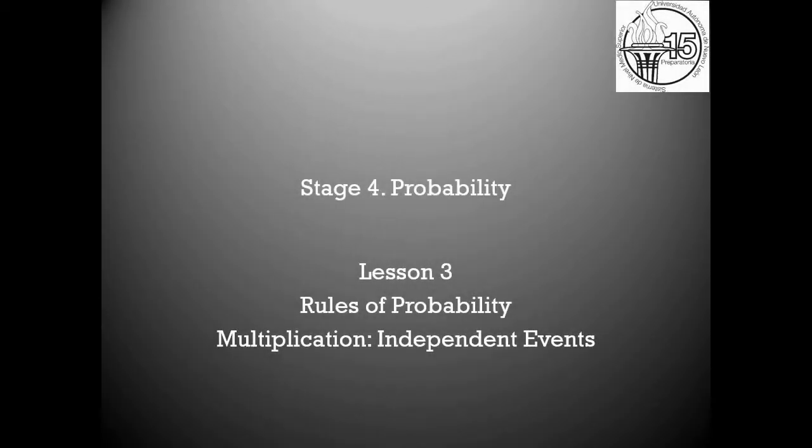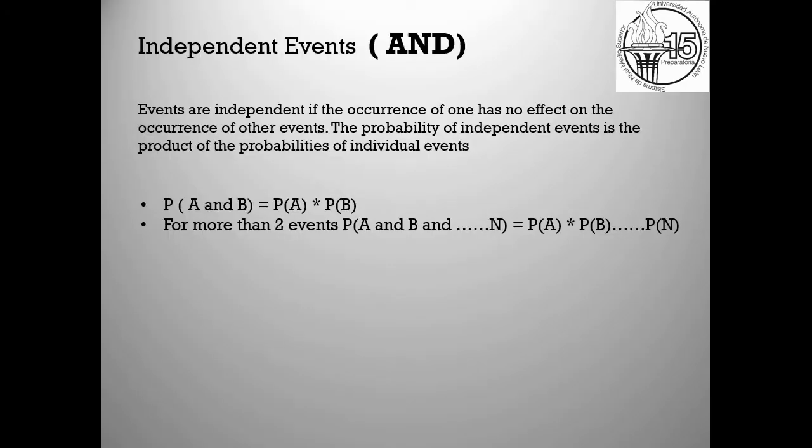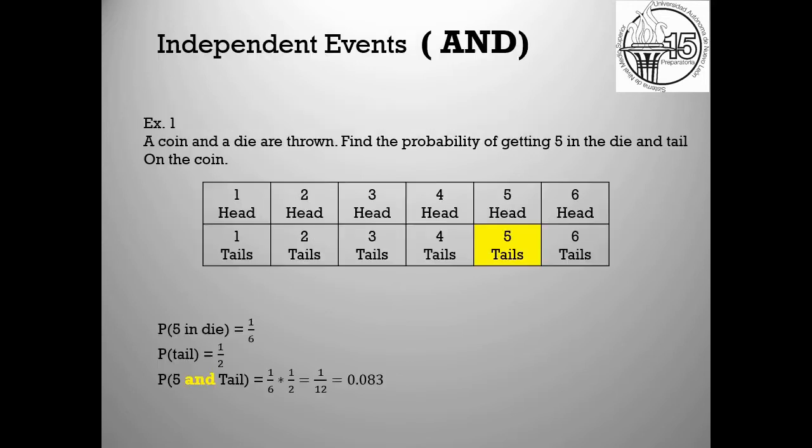Rules of probability. Multiplication. Independent events. Events are independent if the occurrence of one has no effect on the occurrence of other events. The probability of independent events is the product of the probability of individual events.